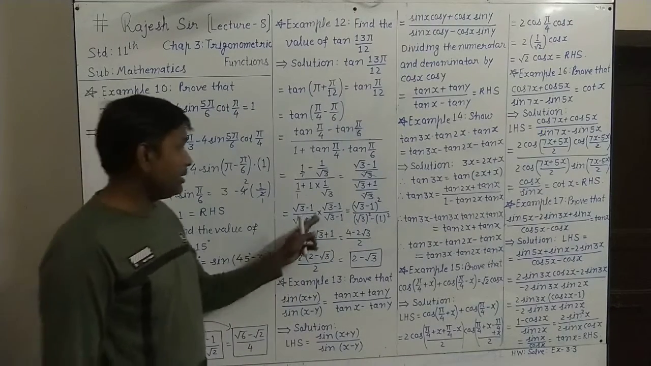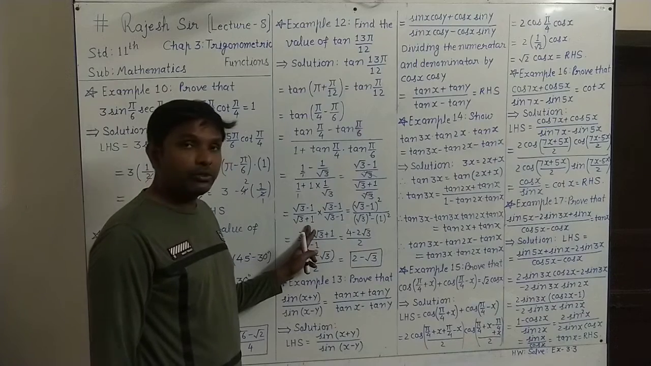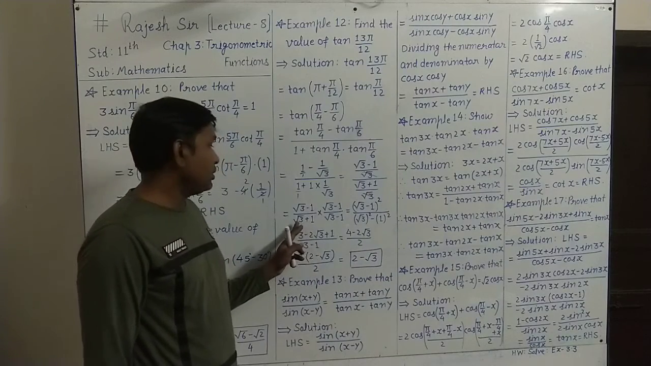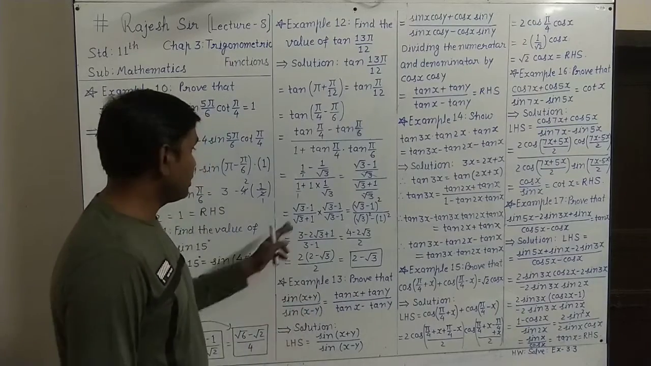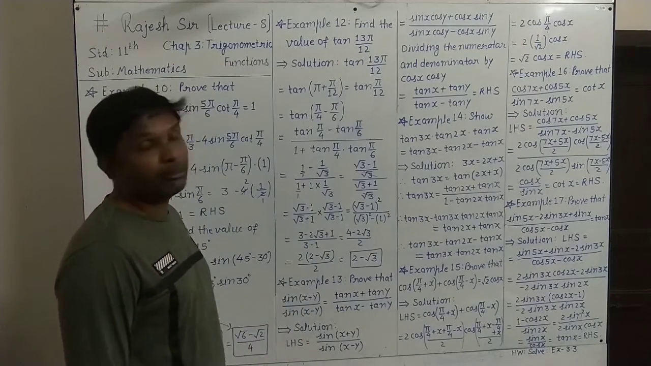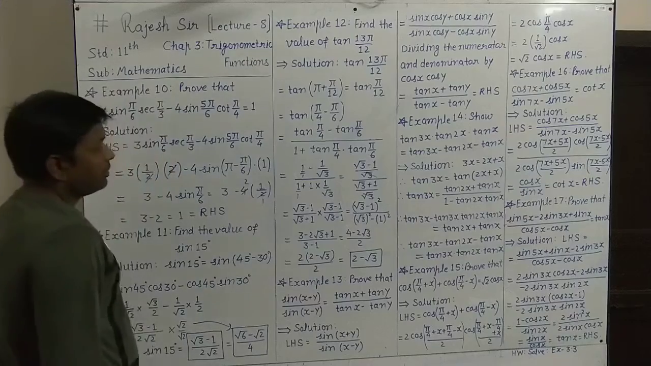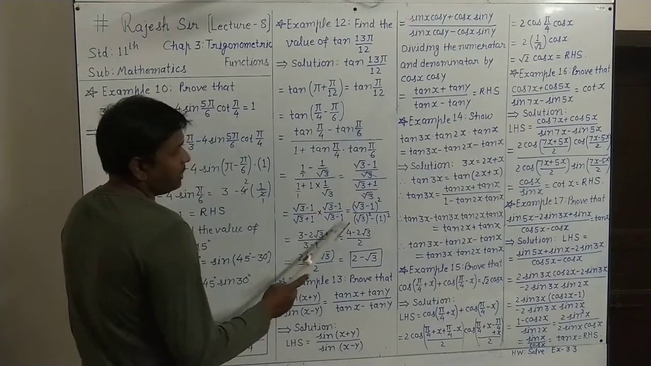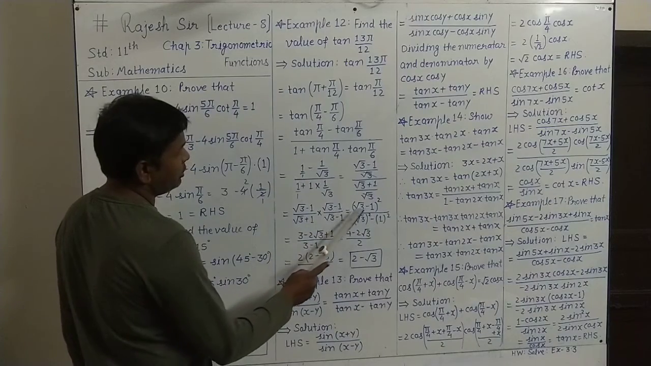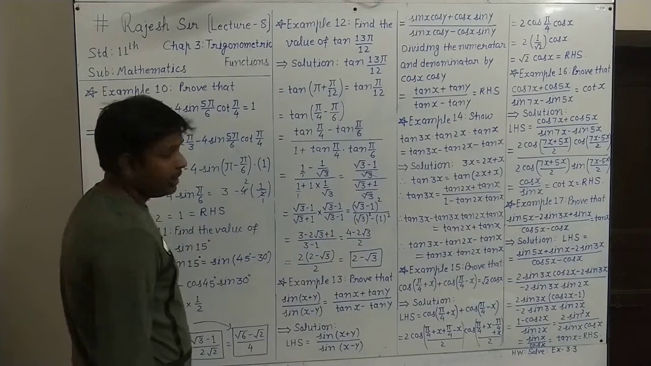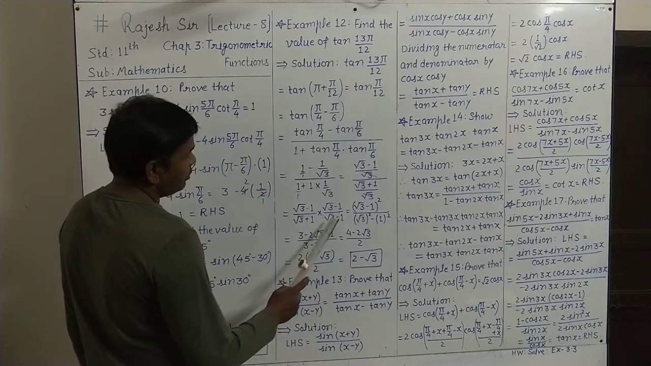Again this answer is irrational in the denominator, so you have to rationalize it. You know that for root 3 plus 1 in the denominator, its conjugate is root 3 minus 1. So up and down we will multiply by root 3 minus 1. Up there root 3 minus 1 times root 3 minus 1, the whole square will be. And down root 3 plus 1 into root 3 minus 1.